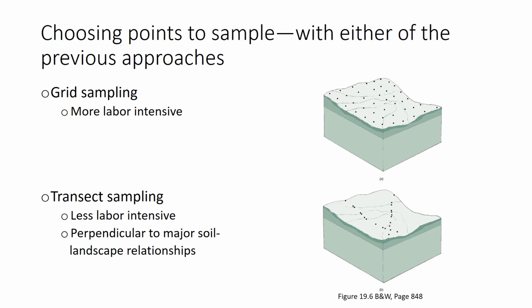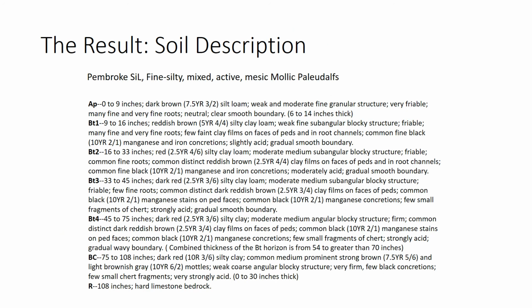In order to choose points to sample, you can either use the grid sampling method, shown on the top right, which is much more labor intensive and includes a lot more sampling of actual individual units in a grid pattern, or you can use transect sampling, which is less labor intensive and the most popular design. It's where you take transects perpendicular to major soil landscape relationships. The result of all of this is a soil description down to 150 centimeters, or essentially 6 feet deep.